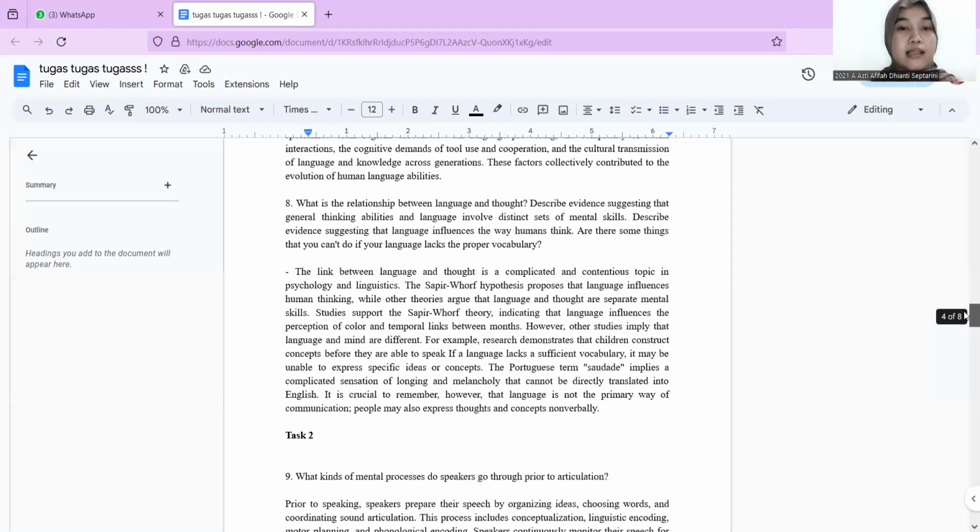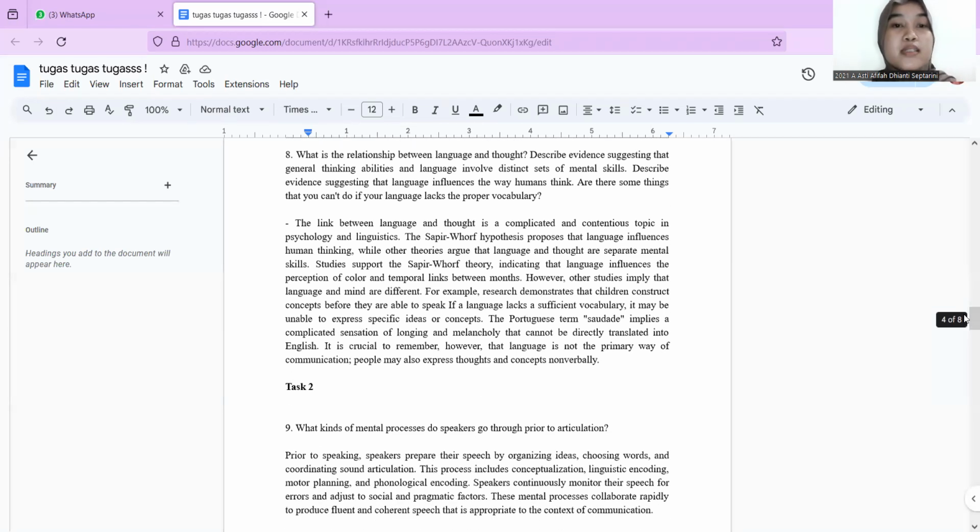Okay. The last question in task 1 is, what is the relationship between language and thought? Describe evidence suggesting that general thinking abilities and language involve distinct sets of mental skills. Describe evidence suggesting that language influences the way humans think. Are there some things that you can't do if your language lacks the proper vocabulary?